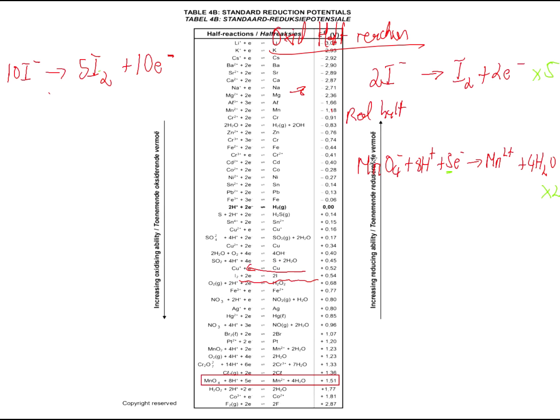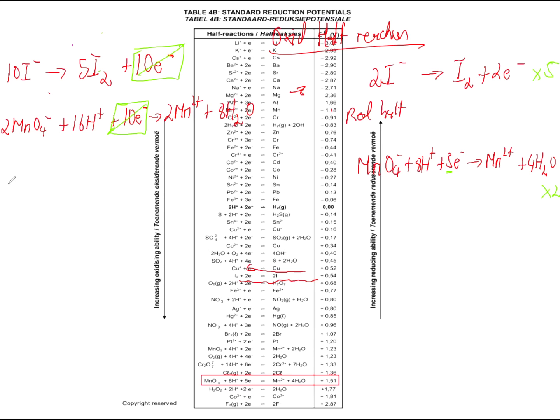Now for the reduction half, remember we have to multiply everything by 2. So that's your 2 MnO4 minus plus 16H plus plus 10e, to give us 2 Mn2 plus plus 8H2O. Now let's cancel out the electrons, because that's the whole purpose of us doing this. We want to eventually cancel out the number of electrons, so this cancels out with that, but everything else will be written as it is there.